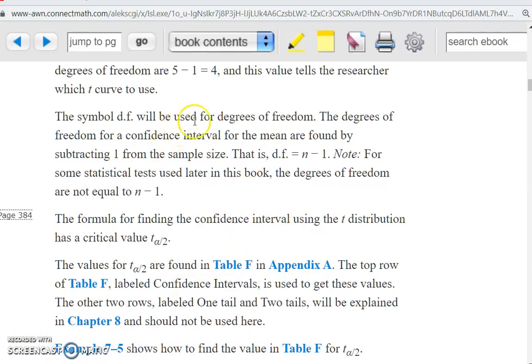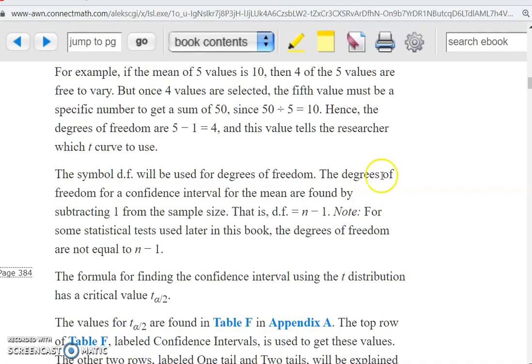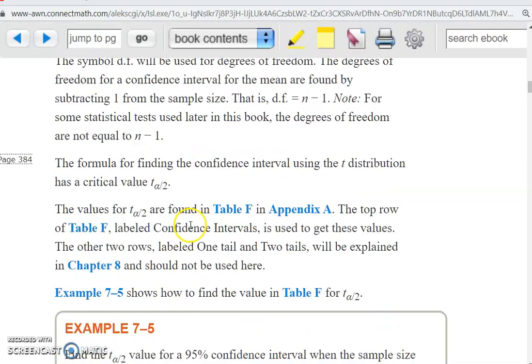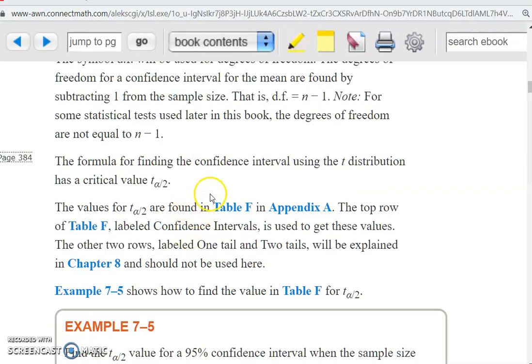Okay, so the only warning here is that you have to be cautious because we use the term degree of freedom. That has a specific meaning. For this particular test, for the t-test, degree of freedom is exactly n minus 1. Some other tests used later on, the degree of freedom will not be equal to n minus 1. There's a different formula for it. It's a different way of calculating it, although the concept is still the same.